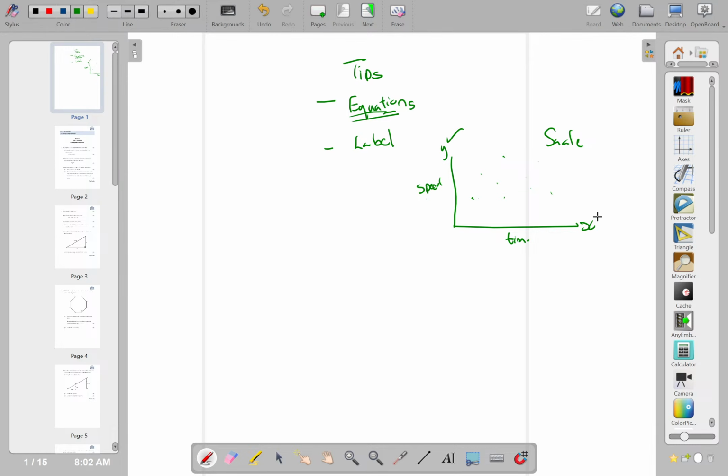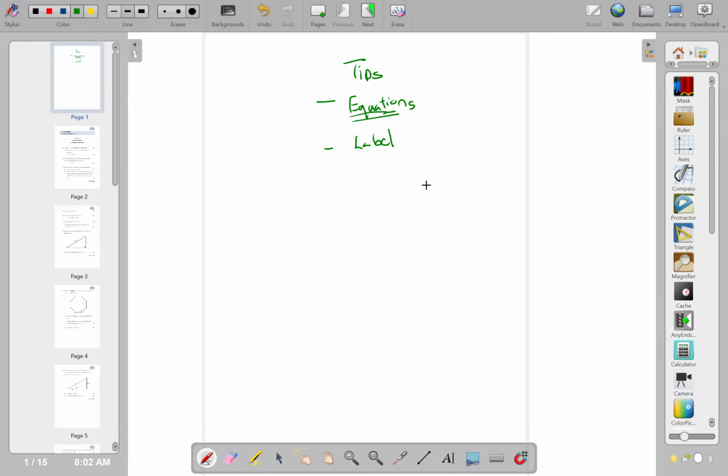CXC is looking out for these. I don't know how many marks they give, but if it's a 5-mark question, I think it's like 2 or 3 out of the 5 marks, and then the others are for the plotting actually being correct. So please label your stuff.